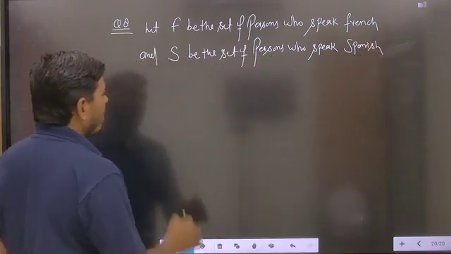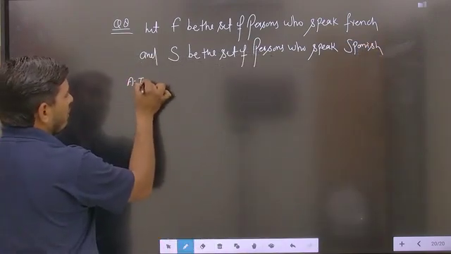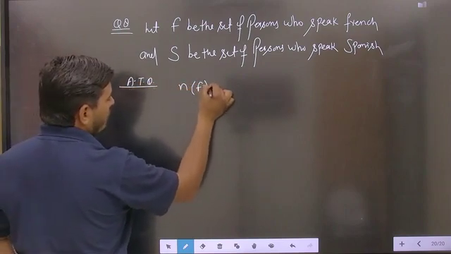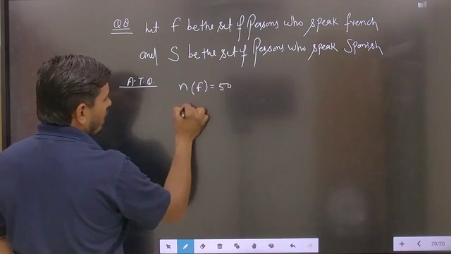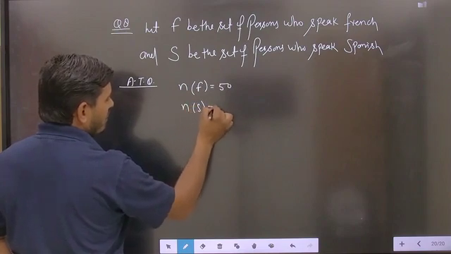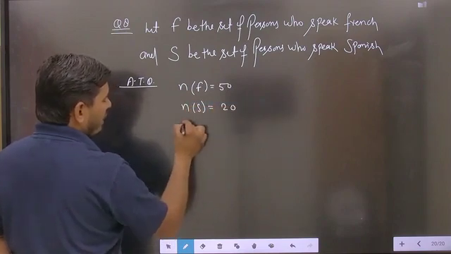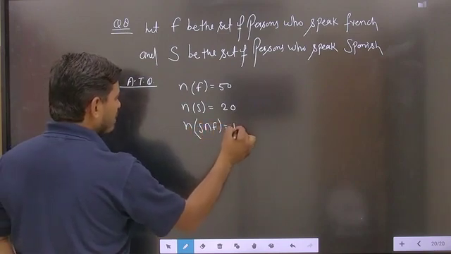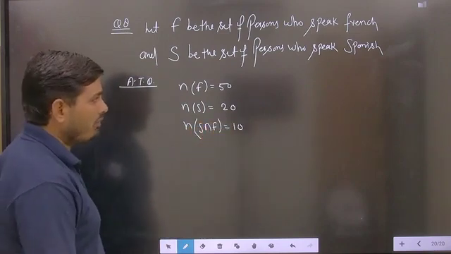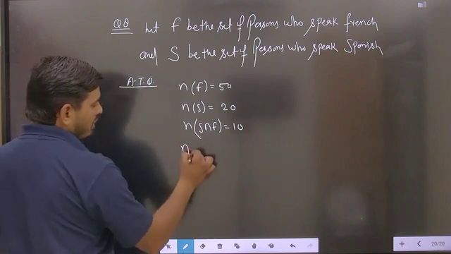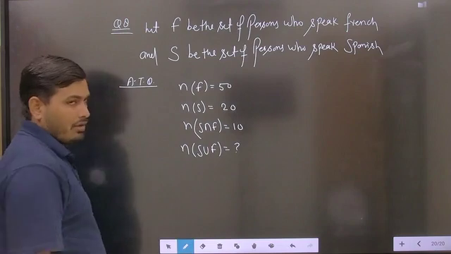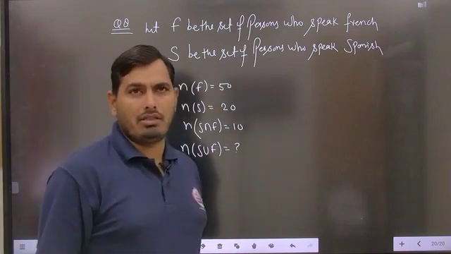Now, according to the question, it is given that n of F equals 50, n of S equals 20, and n of S intersection F is 10. With this data, we just have to calculate S union F. This thing is asked here. A very systematic and easier part.